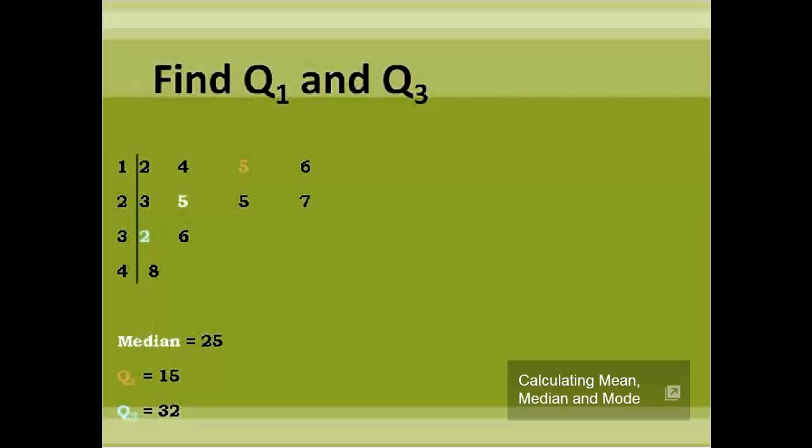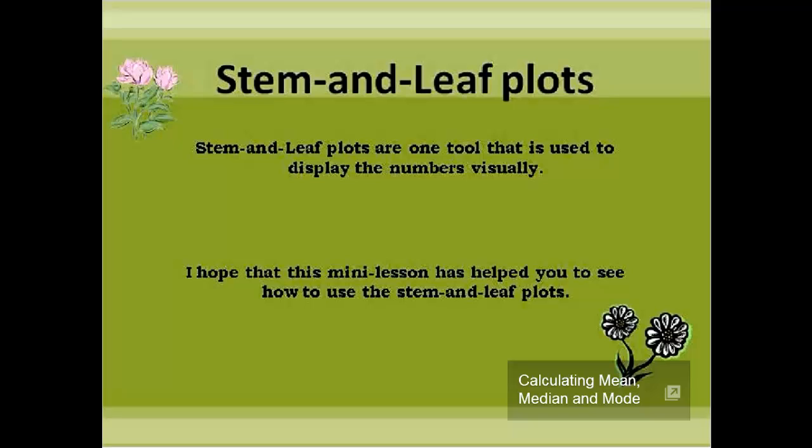So again, the stem and leaf plot is a visual aid to help us see these numbers being divided up into quarters. So that is our mini lesson on stem and leaf plot. It's just a tool that's used to display numbers visually. I hope that this lesson's been helpful for you.